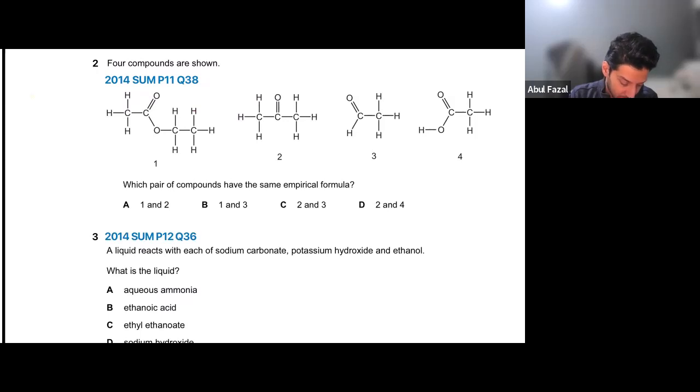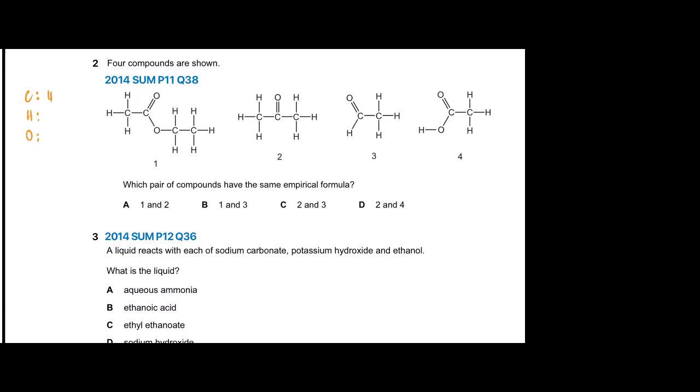So let's try with the first one. I'm just deciding on what color to use. I really don't want to use pink today. Let's go with orange. You have carbon, hydrogen, oxygen. So for the first one, how many of each do you have? You have 8 hydrogen, 4 carbon, 2 oxygen.